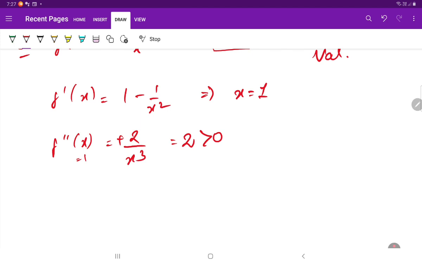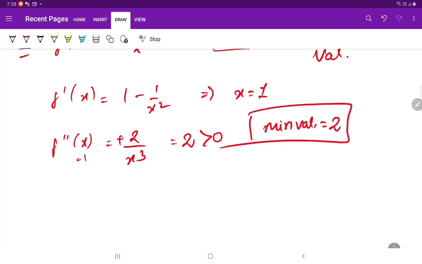This implies that since f double dash x is greater than 0 and f dash x is 0 at x equals 1, x equals 1 is the point at which f of x attains the minimum value, and the minimum value is equal to 2. I hope you get it.